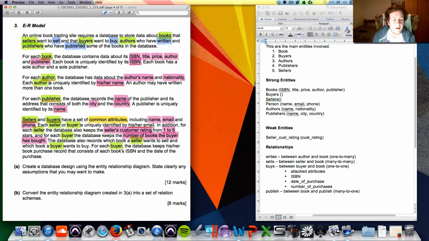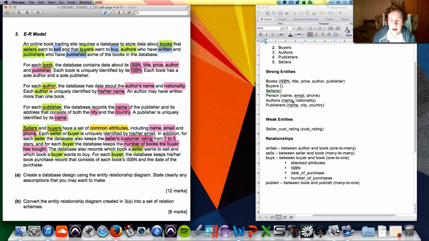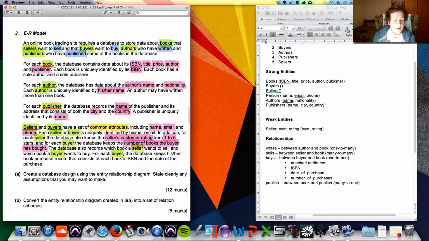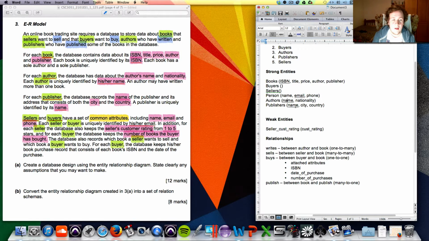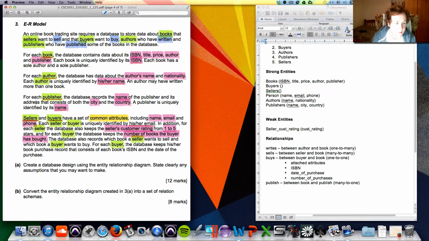And then each author is uniquely identified by his or her name. So I have included the name as the primary key. And the same when it comes to publisher, there's a name, city, country. And you asked me that question before. You get rid of the address part here. So it says address, you get rid of the address part and just put city and country. You don't need to do it at this step, but you can if you want. And then it says publisher is uniquely identified by the name, and you can see that there.